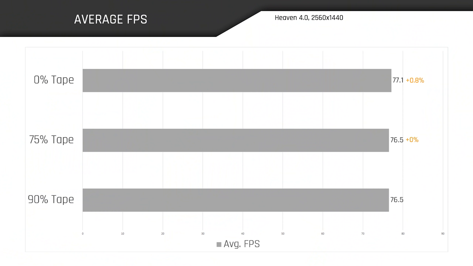And finally, moving on to our average frame rates here in Heaven 4.0, 1440p, we saw a frame rate of 77.1 with 0% tape, moving down to 76.5 FPS with 75%, and we actually saw that same score at 90% tape as well. This honestly shouldn't come as a huge surprise when you consider how closely frame rate is tied in with GPU frequency. And since we didn't see a huge discrepancy in the last slide, you wouldn't really expect a huge shift in frame rates here either.